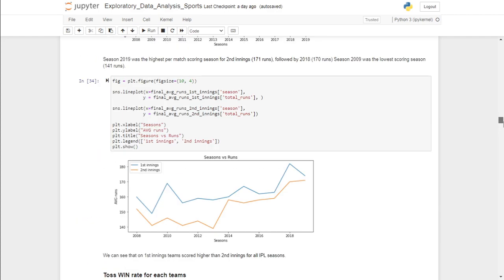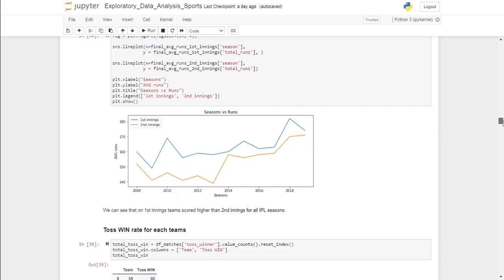So if we see both innings' average runs for each season, you can say that the first innings run is always higher than the second innings run. Here we are calculating the average of it.